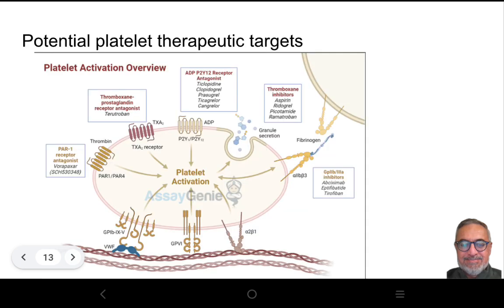There are several potential therapeutic targets in platelets. The PAR1 receptor antagonist Vorapaxar has been shown to be harmful and not helpful.